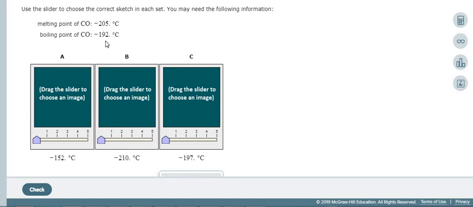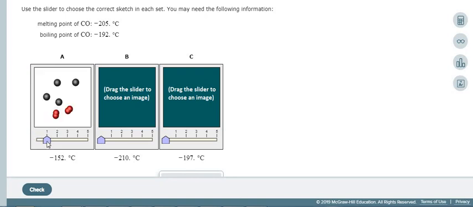And so it's asking us about a different temperature. So let's look at minus 152. At minus 152 degrees C, we can see that that is higher than the boiling point. So things have to be in the gas phase. Carbon monoxide has to be in the gas phase. And so let's see what options we have there. That doesn't look like carbon monoxide at all, so that can't be it. Okay, this could be carbon monoxide.